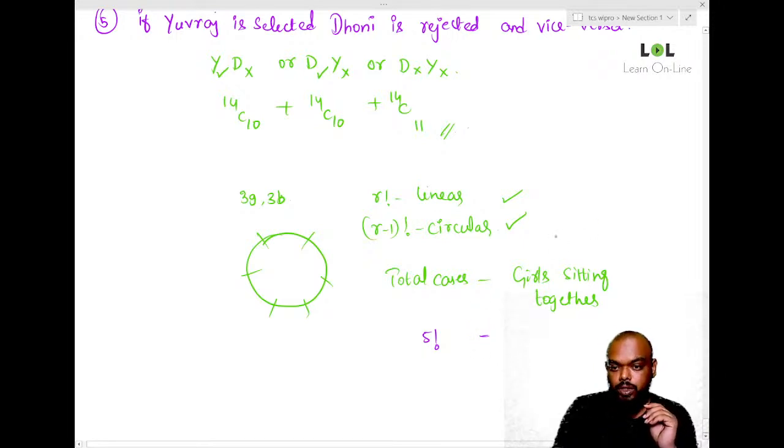What do we do? 3 boys, 3 girls. Consider all girls as 1 unit. Now how many units are there? 3 boys plus 1 unit of girls means totally 4 units. 4 units can be arranged in 3 factorial ways because this is what?